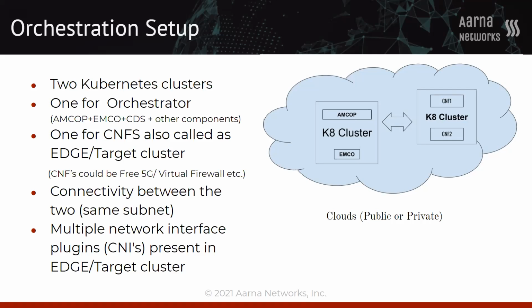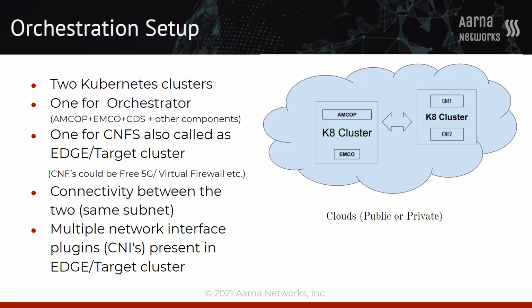This is where the CNF that we are choosing, which I will showcase in a while, is a free 5G CNF, which gives the free 5G functionality. We will show how we were able to deploy this entire CNF onto the public cluster. We have to make sure there is connectivity between these two clusters. So in the setup that I am going to present, we created a subnet on the public cloud and made sure that these two clusters are on the same subnet.